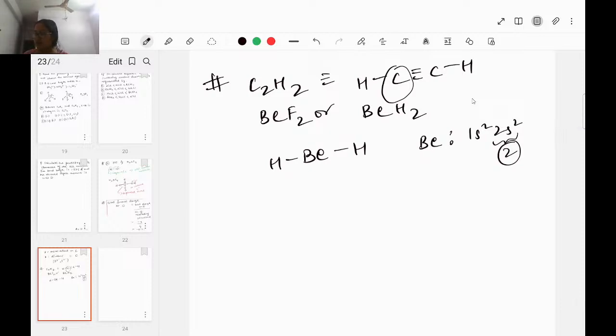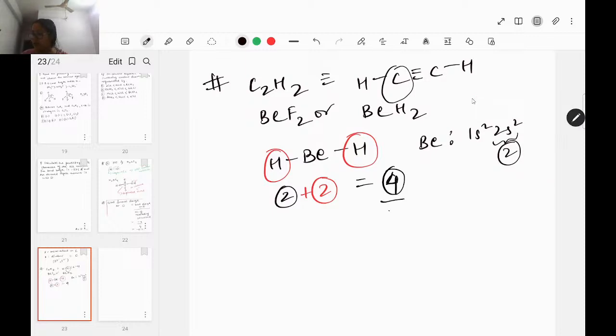So now BeH2, how will it exactly look? The number of valence electrons of beryllium is 2, and it is bonding with 2 monovalent atoms. This is hydrogen. You can see it is hydrogen over here. 2 plus 2, it is 4. 4 is the total number. If we divide 4 by 2, it is 2. We are getting 2. So which hybridization has 2 bonds? sp hybridization. So this is how you can predict.